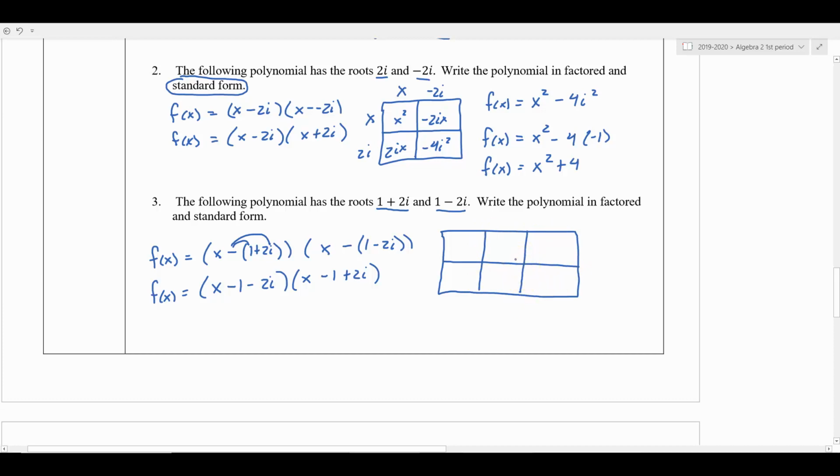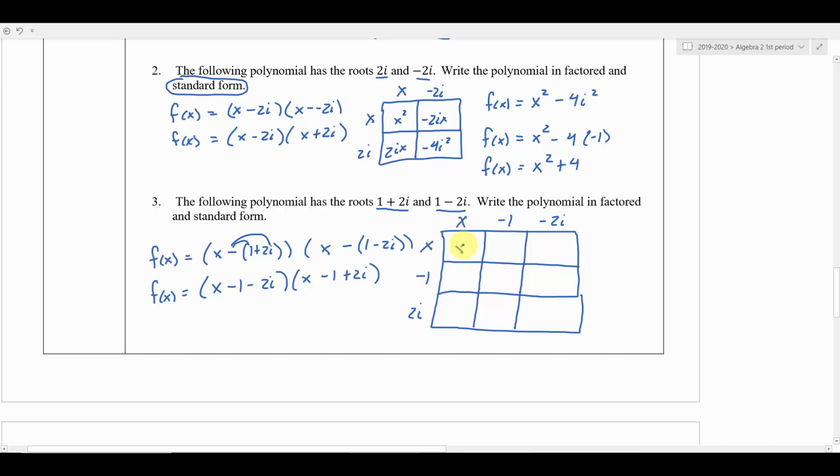Then we're going to take x minus 1 minus 2i, and I'm actually going to have to add a 3rd row here, just like this. A 3x3 box. All right, so we've got x minus 1 plus 2i. And I'm going to go through and multiply this thing out.